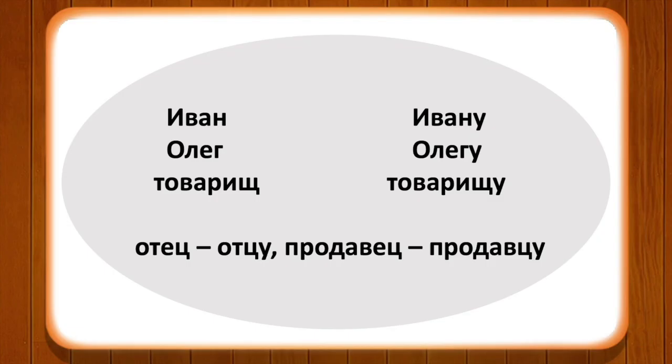But at the same time there are certain exceptions in Russian, where certain nouns change by rules which the others don't follow. So they are called exceptions, like отец changes into отцу, продавец changes into продавцу. So these are two exceptions which we have. For the rest, in dative we follow the same style.